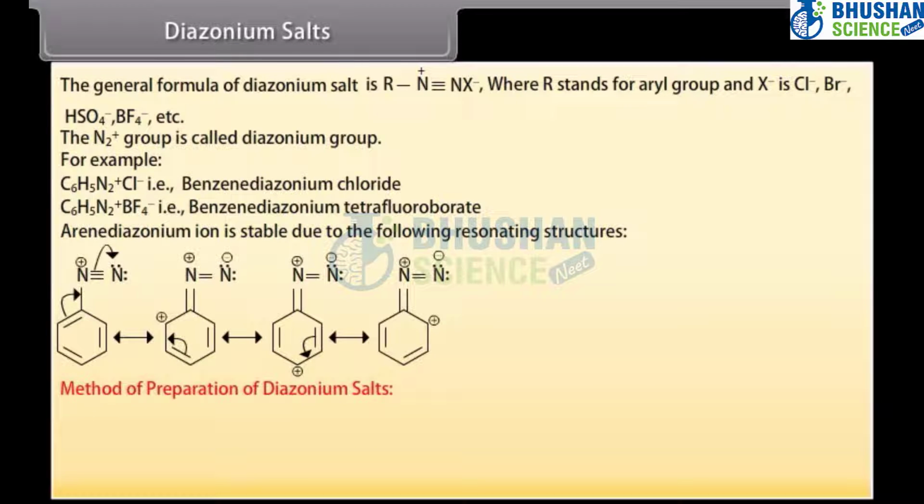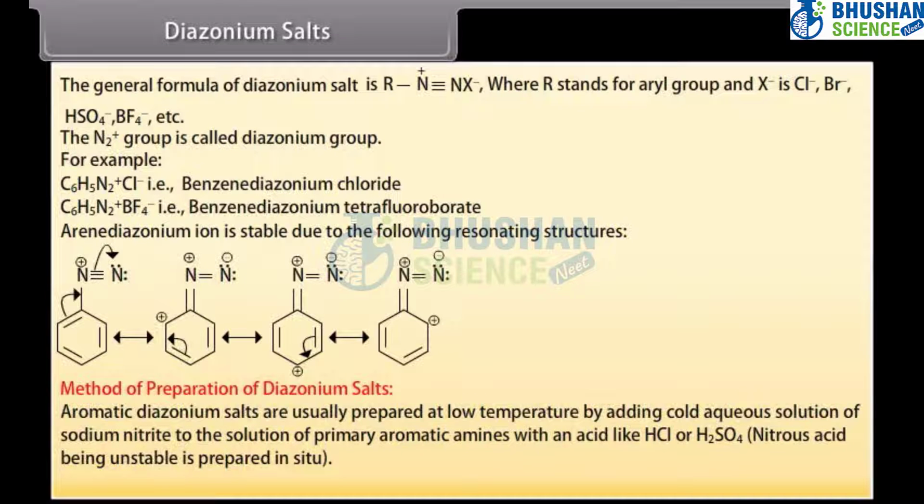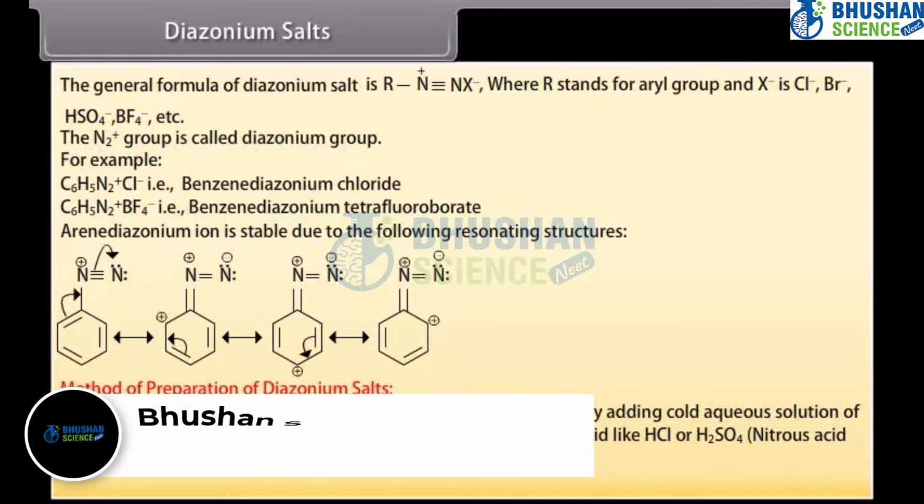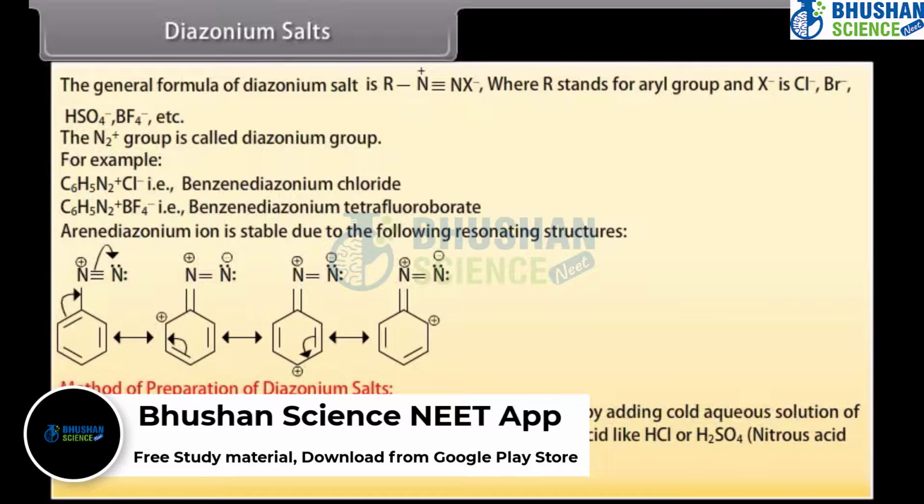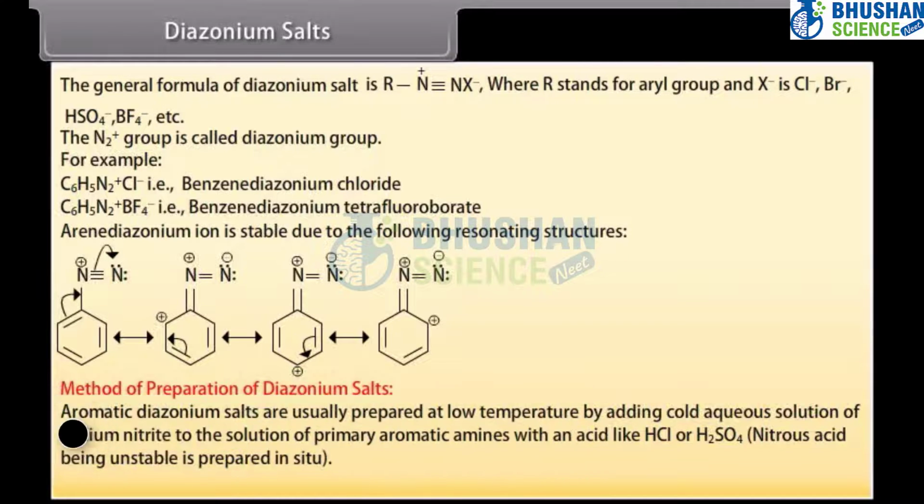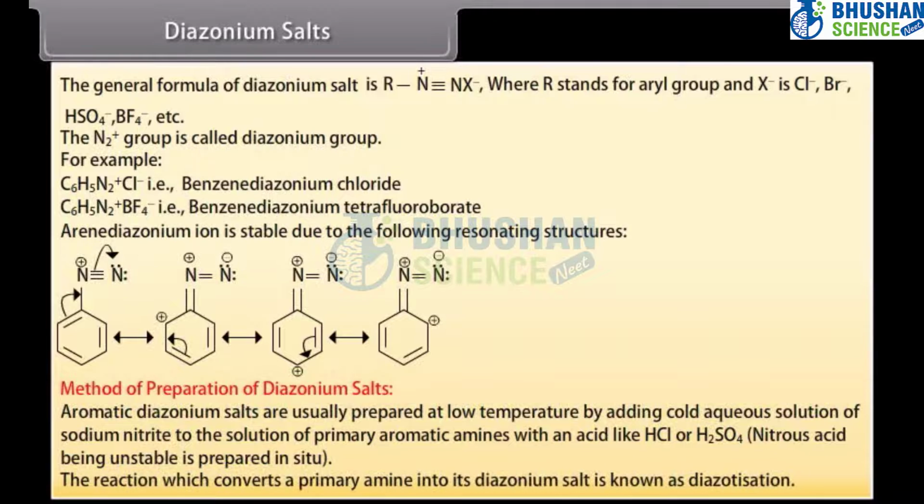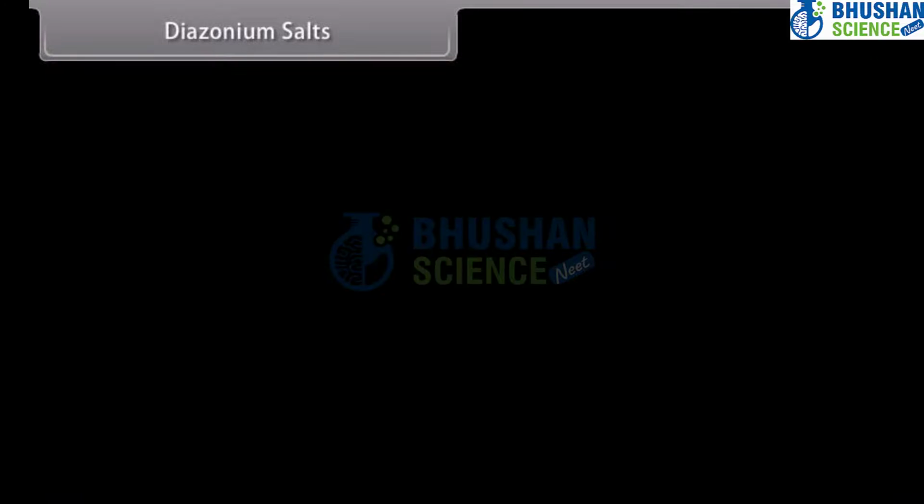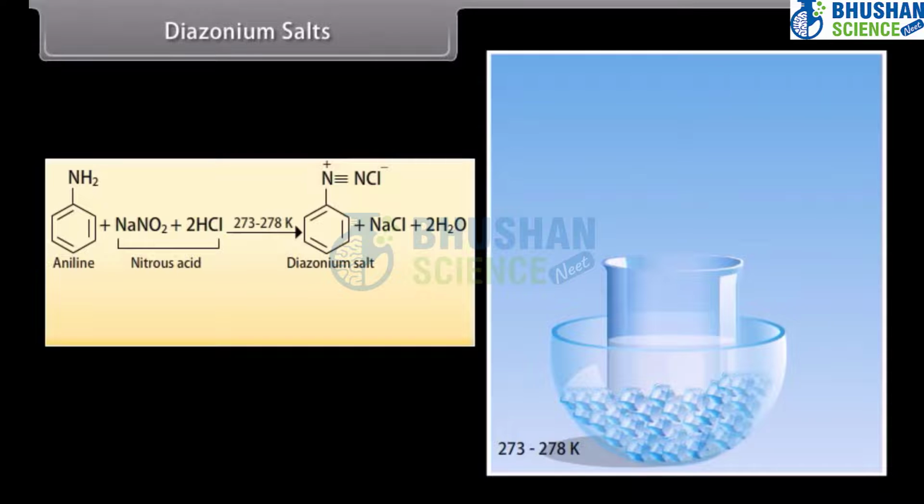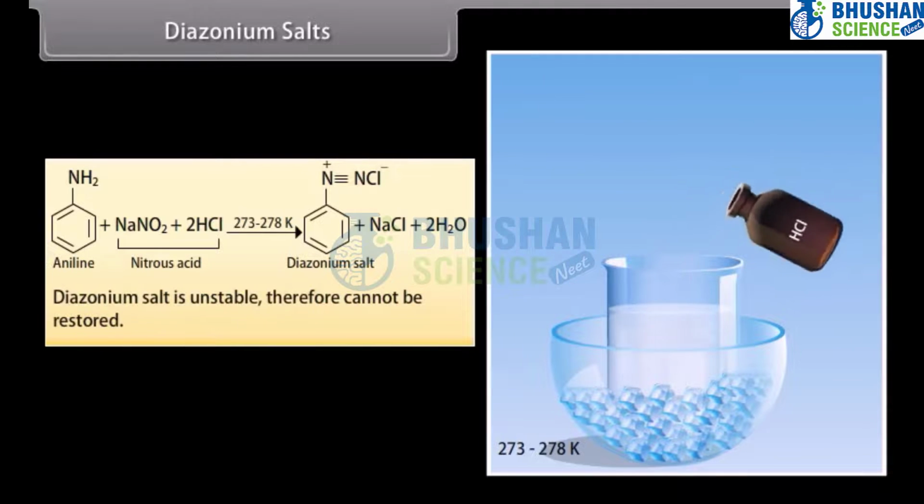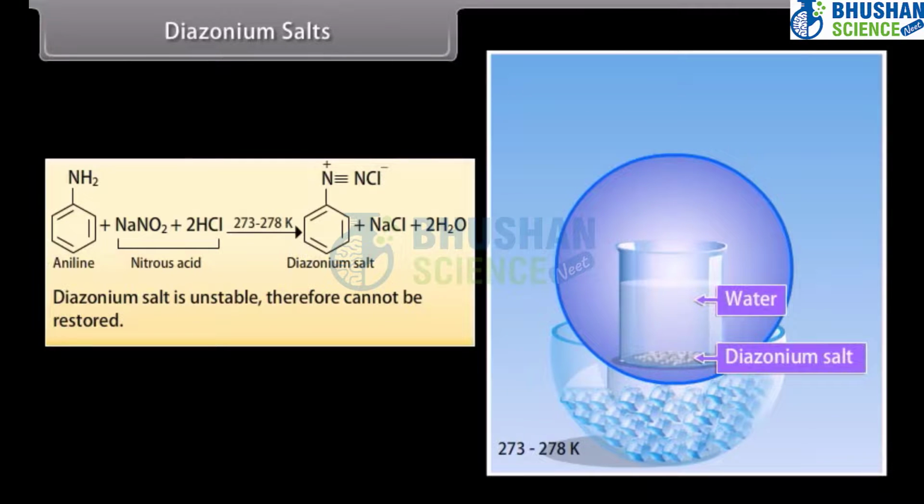Method of preparation of diazonium salts. Aromatic diazonium salts are usually prepared at low temperature by adding cold aqueous solution of sodium nitrite to the solution of primary aromatic amines with an acid like hydrochloric acid or sulfuric acid, because nitrous acid, being unstable, is prepared in situ. The reaction which converts a primary amine into its diazonium salt is known as diazotization. Aniline reacts with cold aqueous solution of sodium nitrite and hydrochloric acid at 273 to 278 Kelvin and produces diazonium salts. Diazonium salt is unstable, therefore cannot be stored.